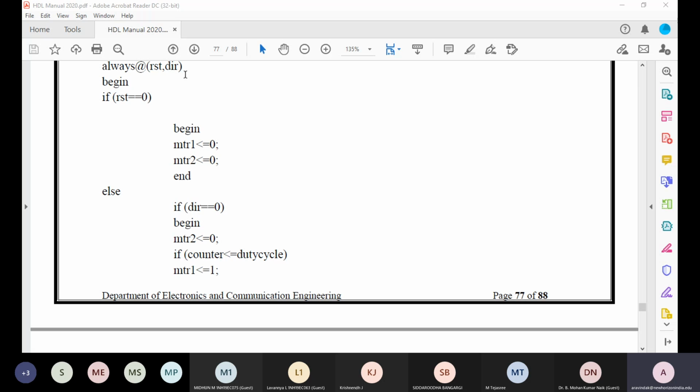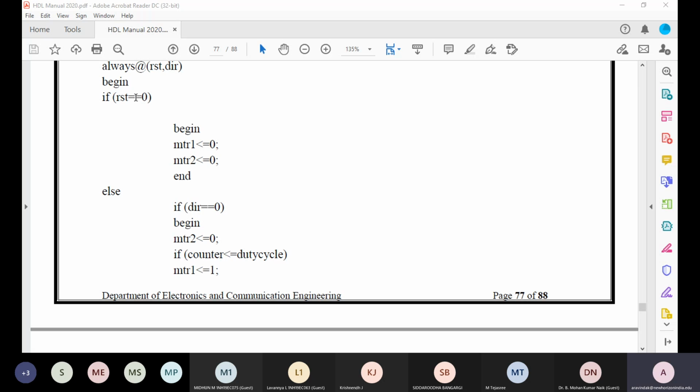So I am coming to the last part here in the DC motor. Always @(posedge clock, direction) begin. If reset is 0, then begin. Motor 1 is assigned with 0, motor 2 is assigned with 0. You can see both sides of the winding, both tips of the winding are assigned with the value 0. That means the motor will not run at all.